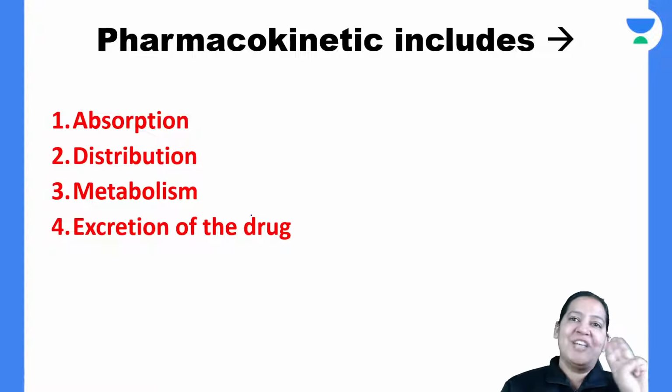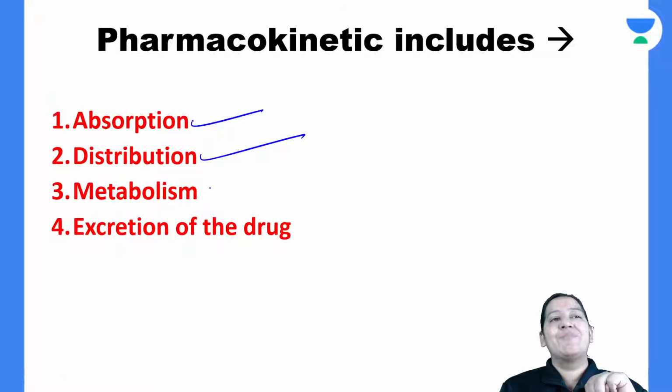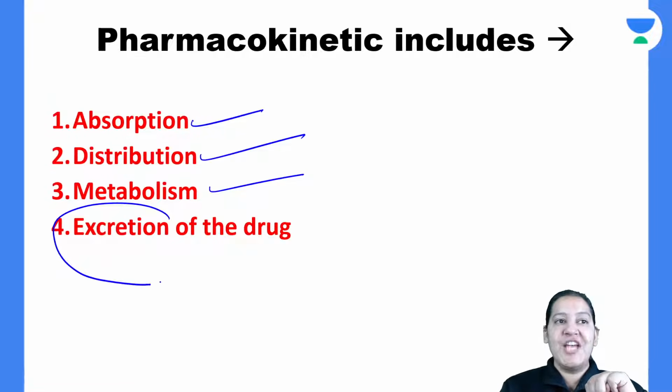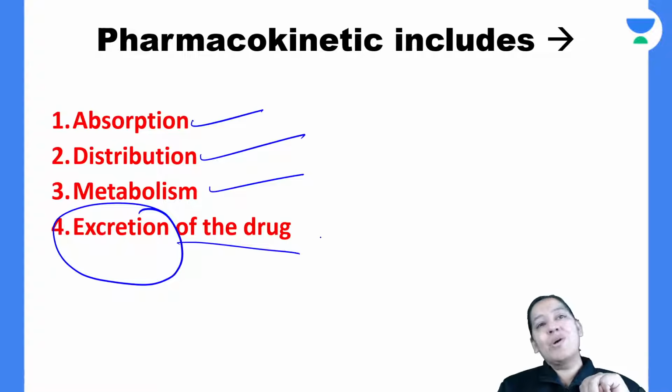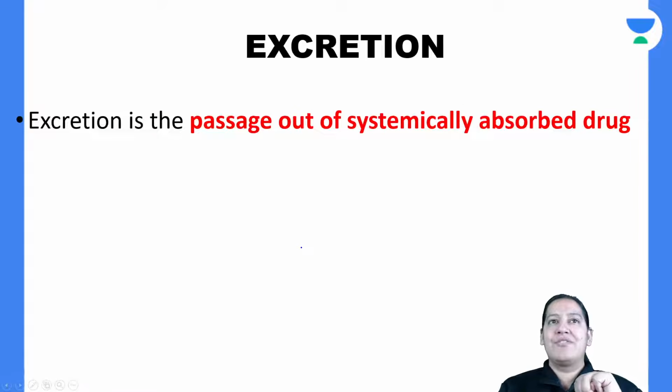So I finished 3 chapters till now. I have finished absorption. I have finished distribution. I have finished metabolism. Now coming on the last chapter, that is excretion of the drug. Excretion of the drug out of the body. Excretion of the drug, the last chapter.